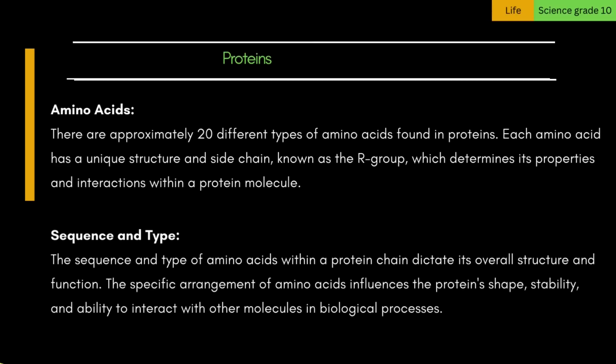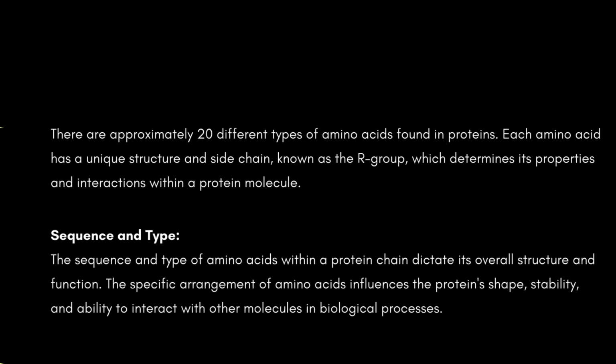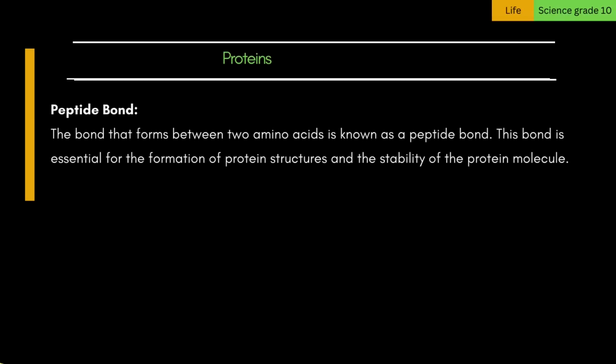Sequence and type. The sequence and type of amino acids within a protein chain dictate its overall structure and function. The specific arrangement of amino acids influences the protein's shape, stability, and ability to interact with other molecules in biological processes. Peptide bond. The bond that forms between two amino acids is known as a peptide bond. This bond is essential for the formation of protein structures and the stability of the protein molecule.